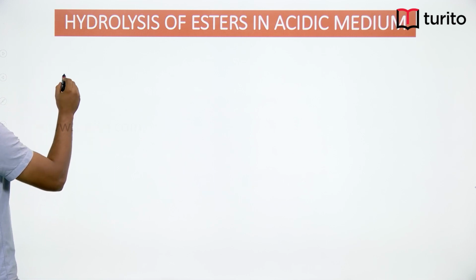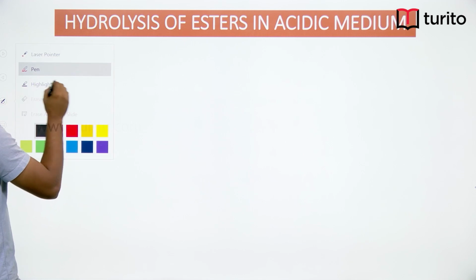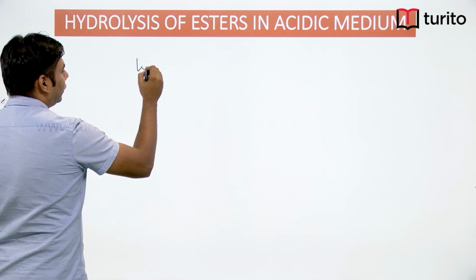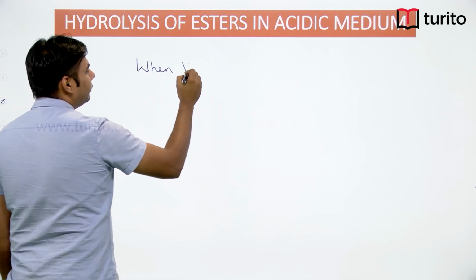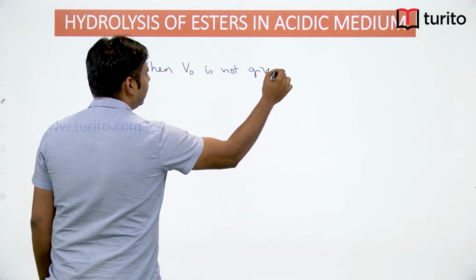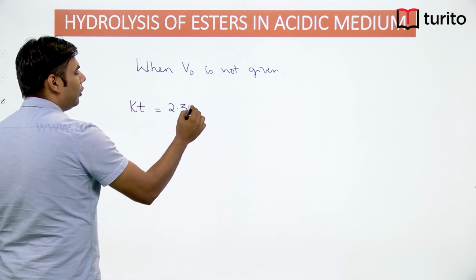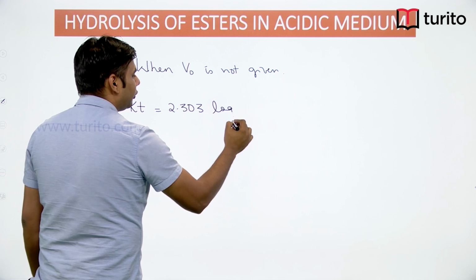when V naught is not given to us, then what will we do? Suppose V naught is not given to us, so the initial volume is not given. So we'll say that we know that Kt is equal to 2.303 log of C naught upon Ct.